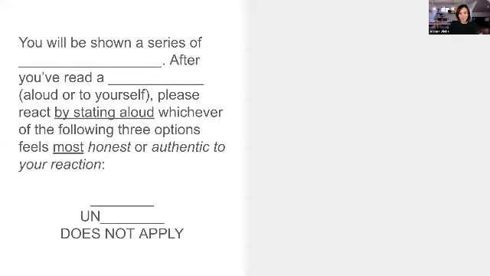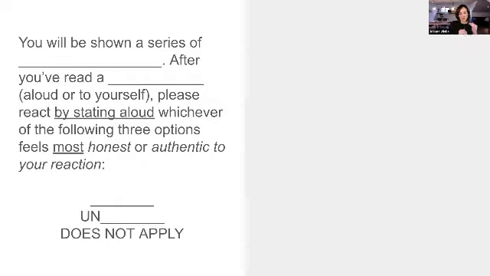All right. So then we walk them through again. This is moderated. You're acting as the moderator, or if it's not you, someone on your team is acting as a moderator. You tell them what they're going to see. You will be shown probably a series of, let's say, headlines for landing pages or call to action buttons or something like that. After you've read a headline or a button or a Slack message aloud or to yourself, please react by stating aloud whichever of the following three options feels most honest or authentic to your reaction. And then you put three in there, where the first one is the positive reaction, the second one is the negative reaction, and the third one is does not apply. Where positive doesn't have to be super positive and negative doesn't have to be super negative either.